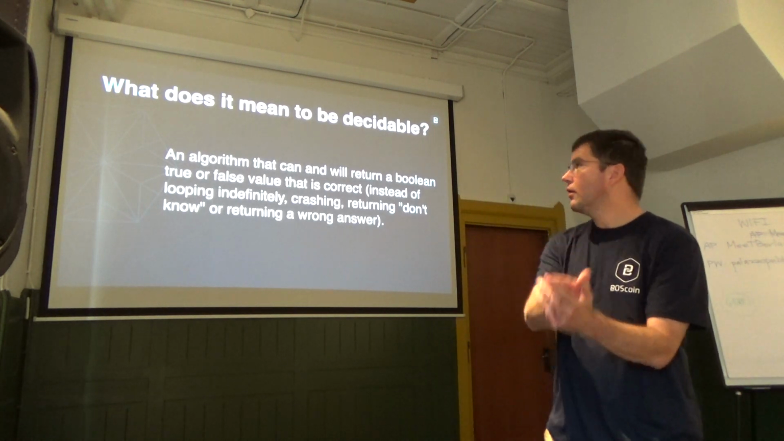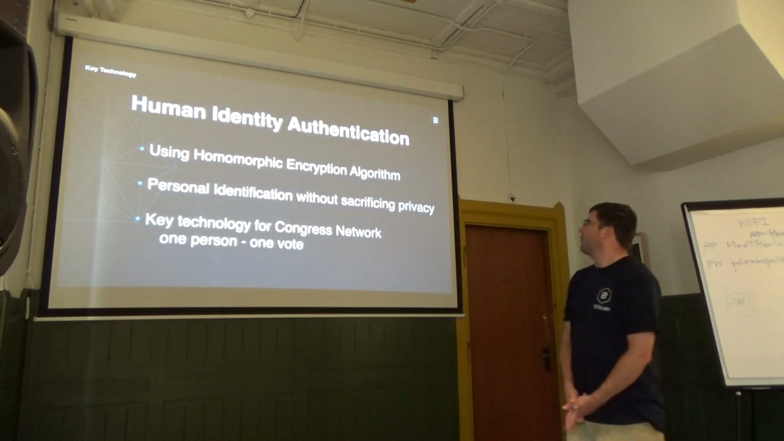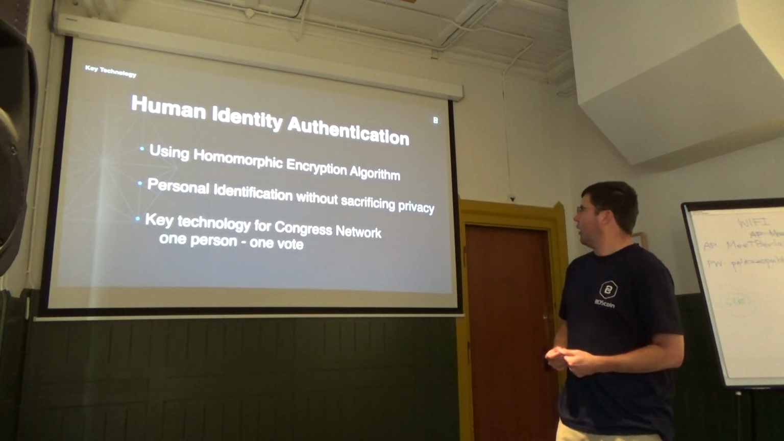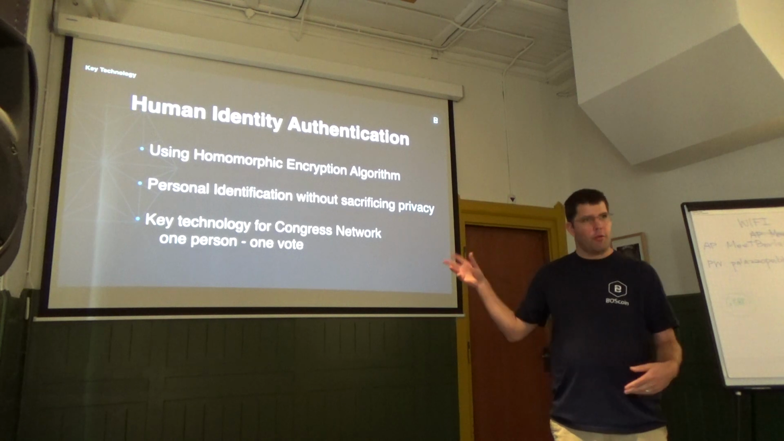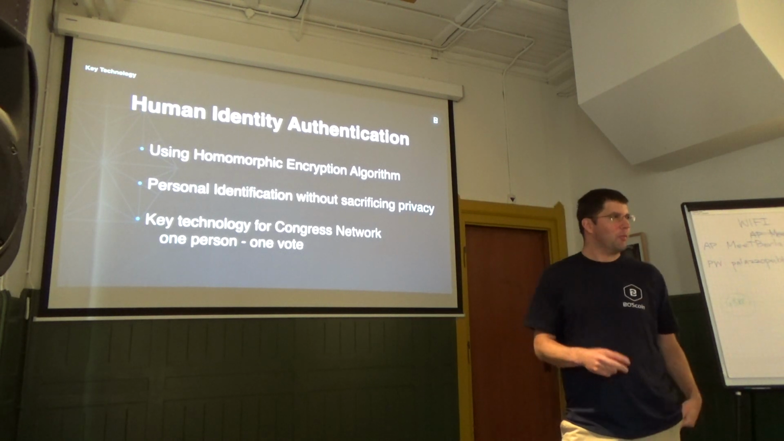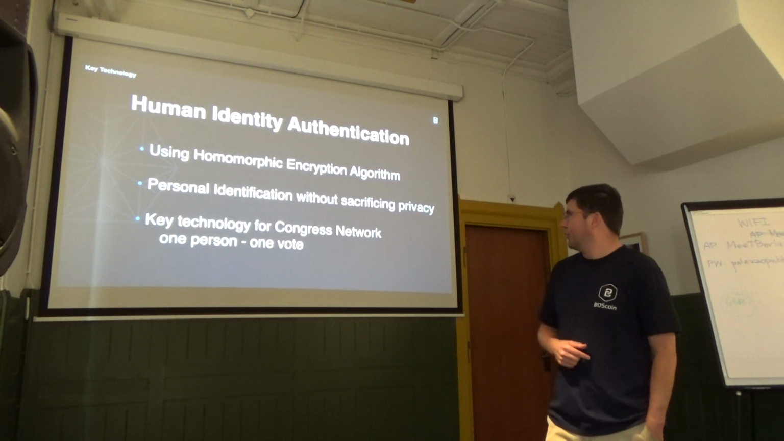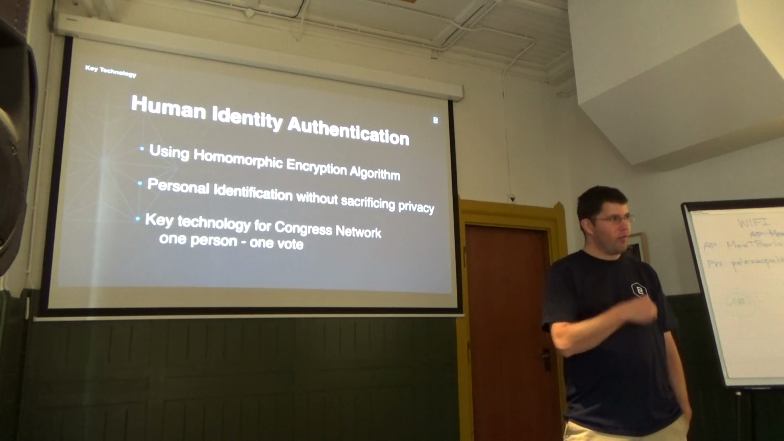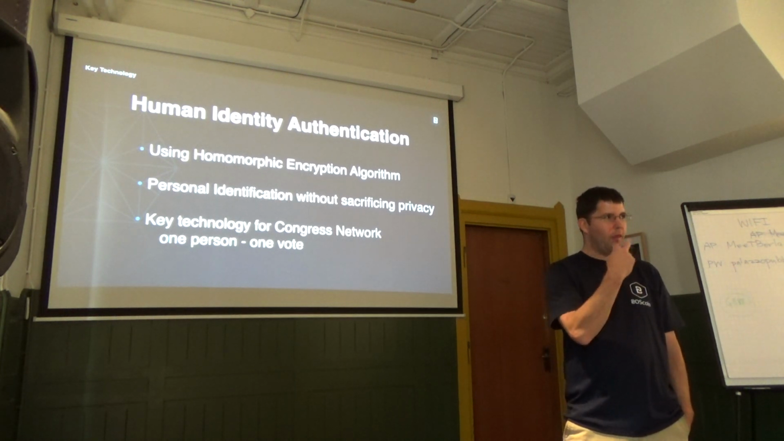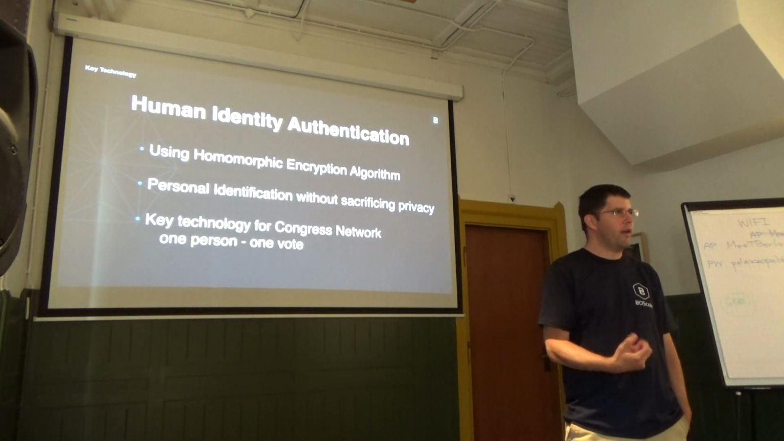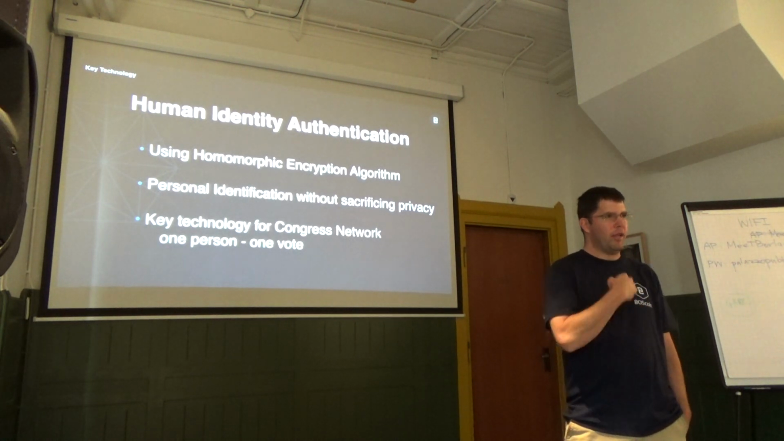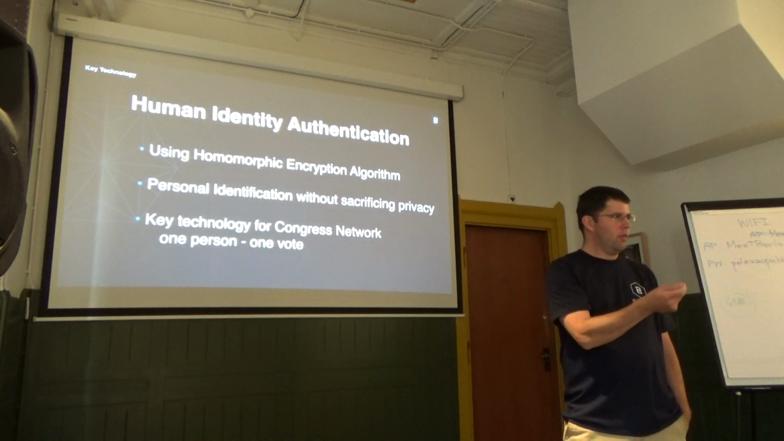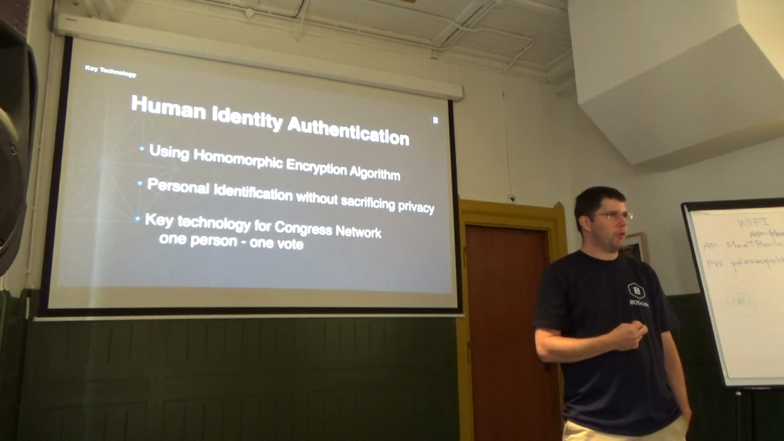Good. Okay, next one. So we talked about human identity authentication. We kind of covered this already. There's homomorphic encryption, and a detailed definition from the internet on what homomorphic encryption means. But it's one person, one vote. You are validating yourself with your iris scan. When you initially validate yourself as a human being and link yourself to your wallet, that information is encoded on the blockchain in homomorphic encryption.